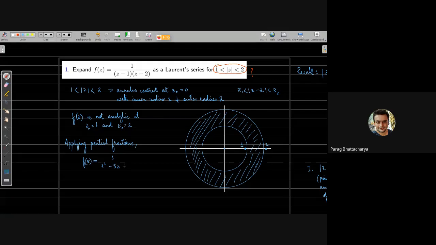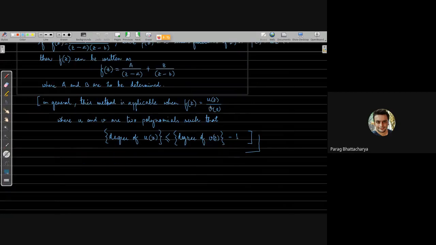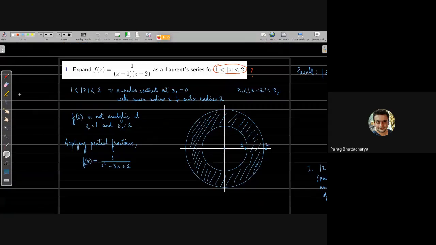Now you compare it with this one, it should be in this form: u of z by v of z, where both of them are polynomials. So this is what we have in the numerator, this is your u of z, and what we have in the denominator, that is your v of z. What is the degree of the denominator v? It's quadratic, the degree is 2. And the degree of the numerator is 0.